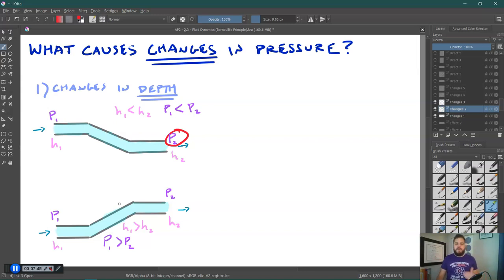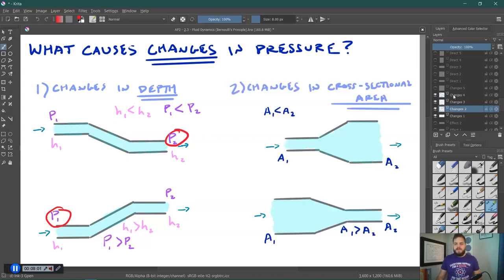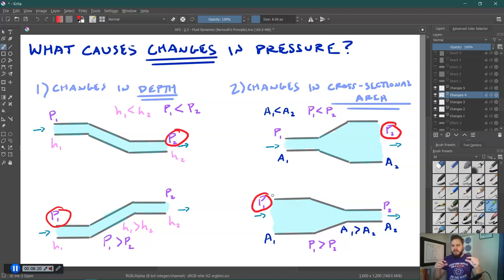Similarly, if we have it going from a lower point to a higher point, even if the fluid is flowing to the right, we're still going to have more pressure here because this fluid on top is pushing down on the fluid down below. Now, the other one we just saw, and this sounds a little bizarre, is that changes in cross-sectional area also affect the pressure. We see that we have higher pressure when we have a wider pipe and lower pressure when we have a narrower pipe.